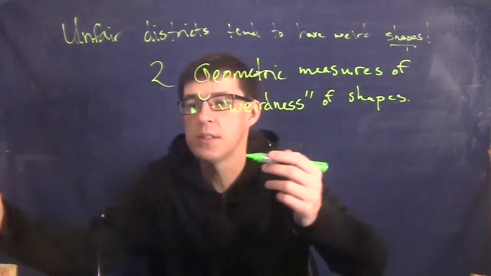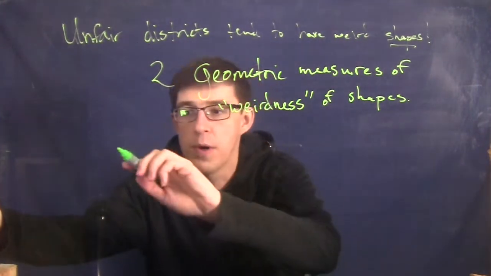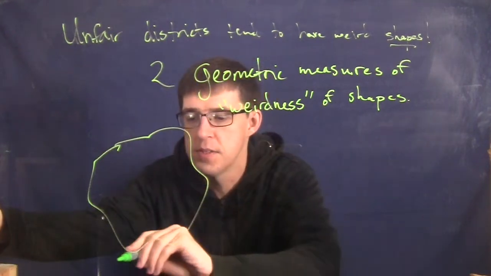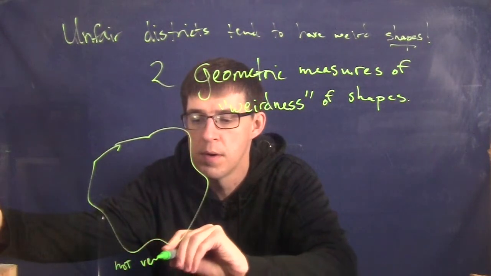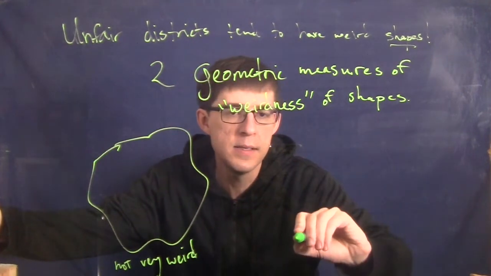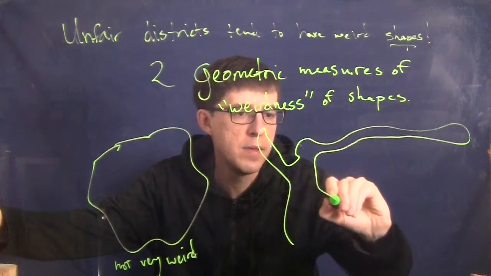And just as a simple example, the kind of shape which should seem not so weird would be something like that. This you should feel like is not very weird. Whereas something like this, right?